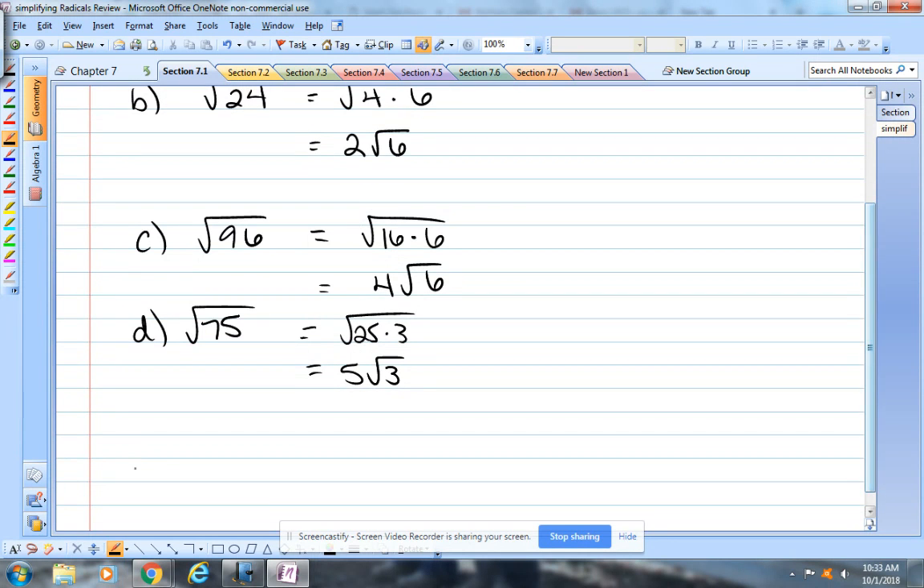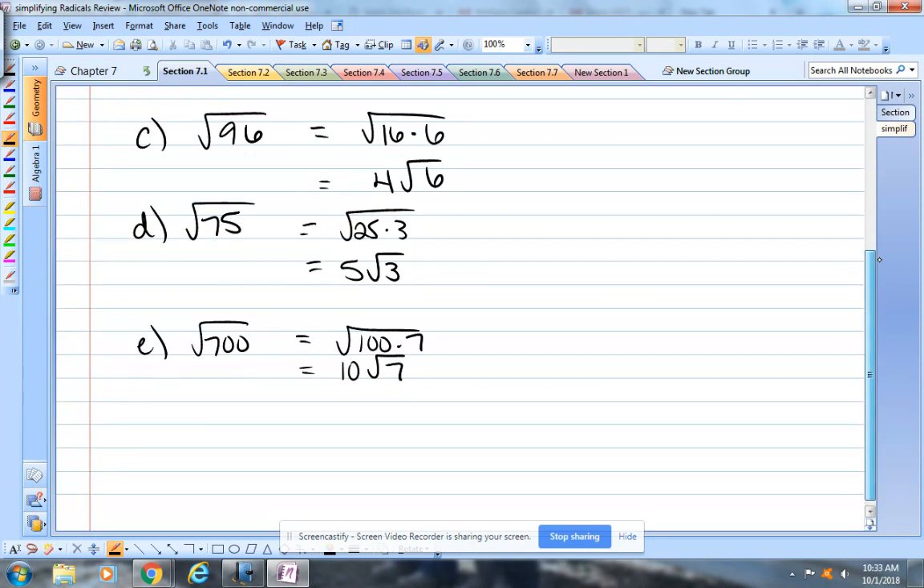What about radical 700? What's the largest square that goes into 700? 25 goes into it, but is 25 the largest square that goes into 700? No, it's what? 100. 100 times what? 7. So what does that reduce to? 10 radical 7.